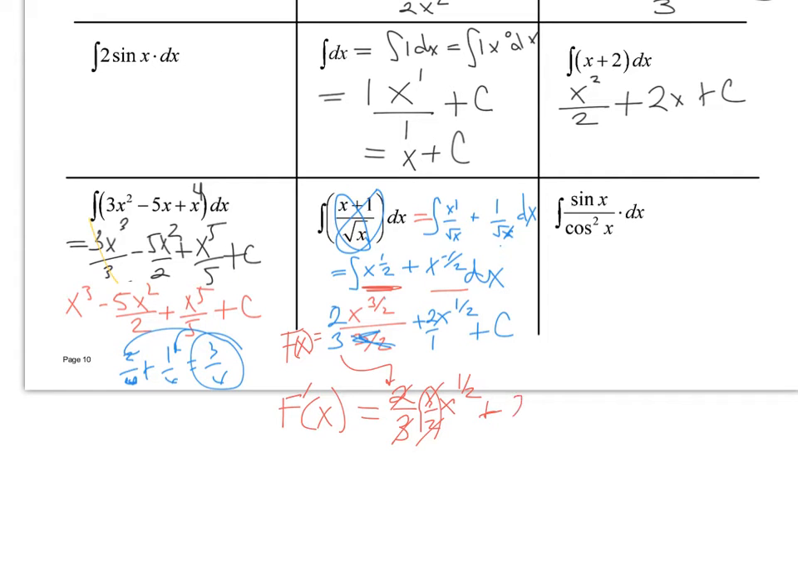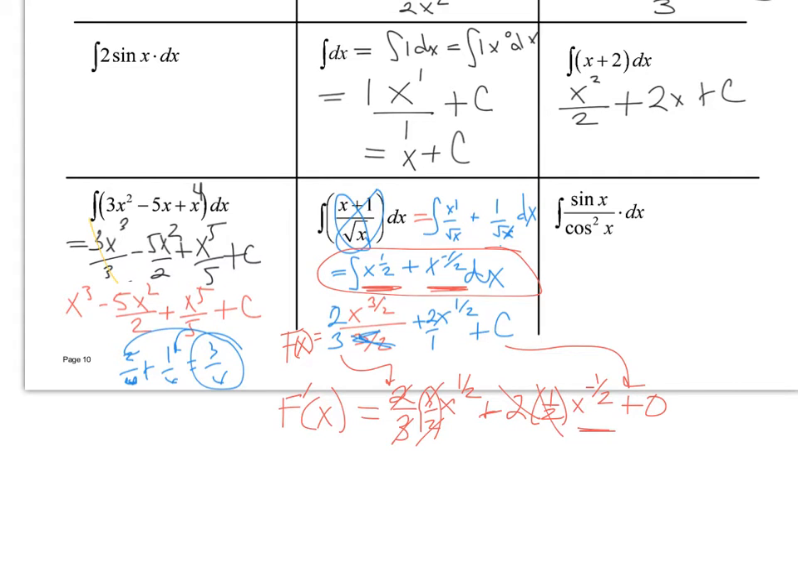Plus, if I leave the 2, bring the 1/2 down, but subtract 1 off of my exponent, and then take the derivative of this plain old number, that's a plus 0. So look at this. My 2 and my 1/2 cancel. I'm back to that negative 1/2. That's exactly what I had here. So I get back what I started with under the antiderivative sign.